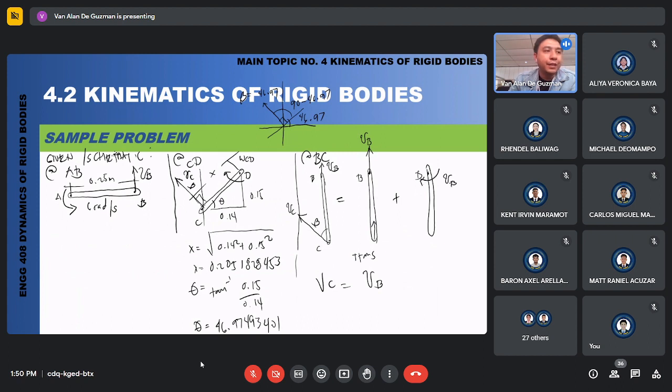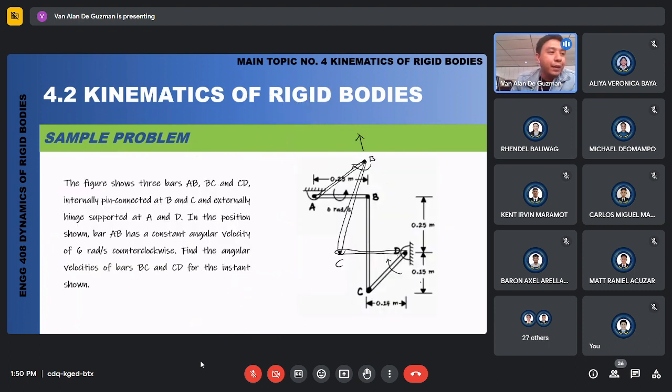V sub B. Sorry, hindi siya V sub B. Siya ay angular velocity. Angular velocity siya ng ano? Di ba ito ay B? Ito ay C? Angular velocity ng BC, which is yung isa pa nating unknown. And finally, kailangan natin itong dimension na ito. How do we account for this dimension right here? Sa figure, given siya as 0.25, 0.50. So that is 0.4.